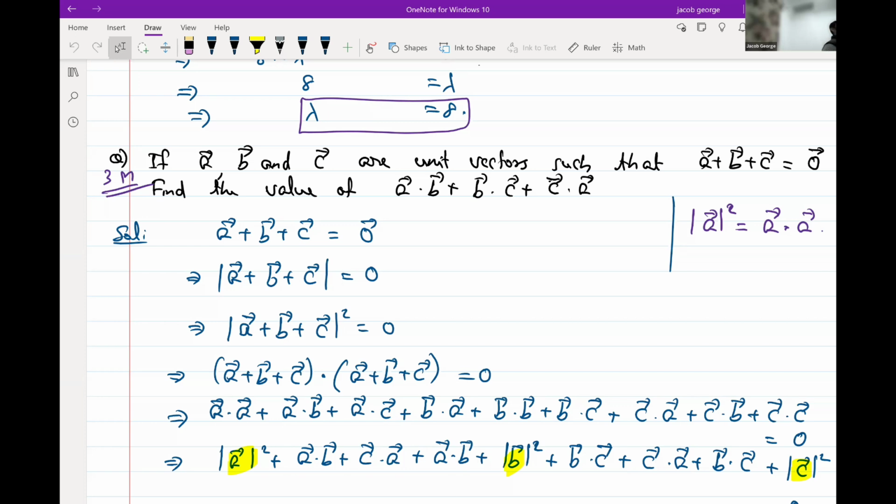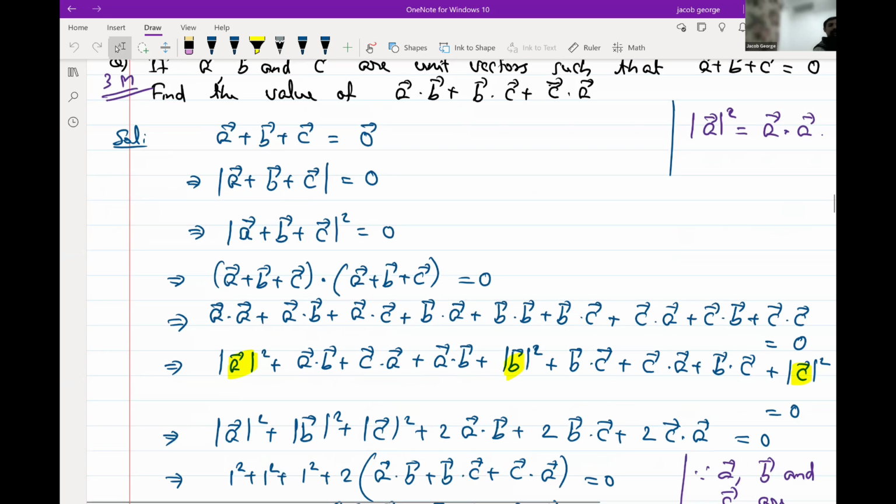Then we have to multiply. That multiplication step you can skip and write directly the next step. No problem, we can write the next step directly when you take this dot product.